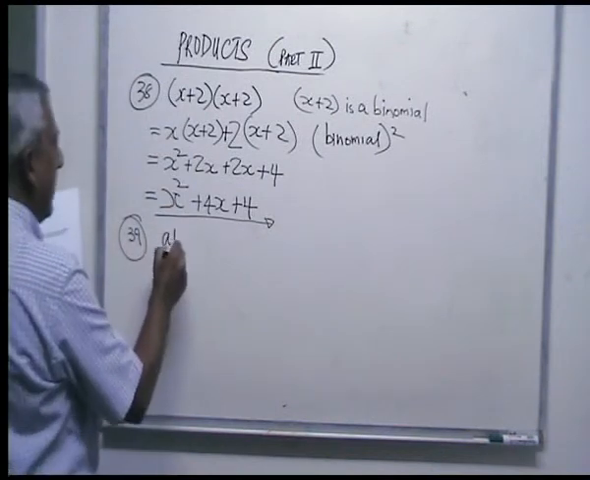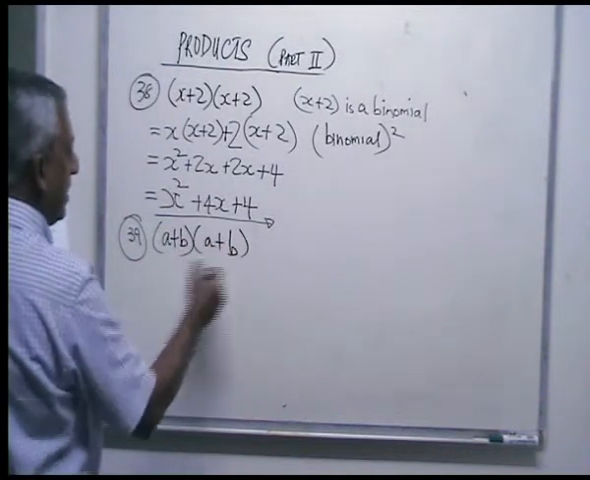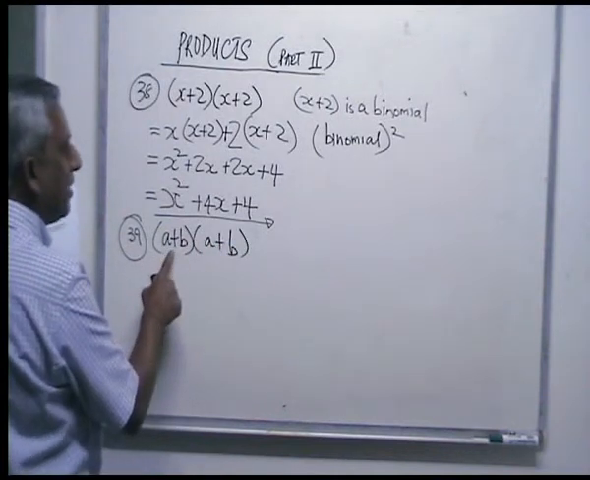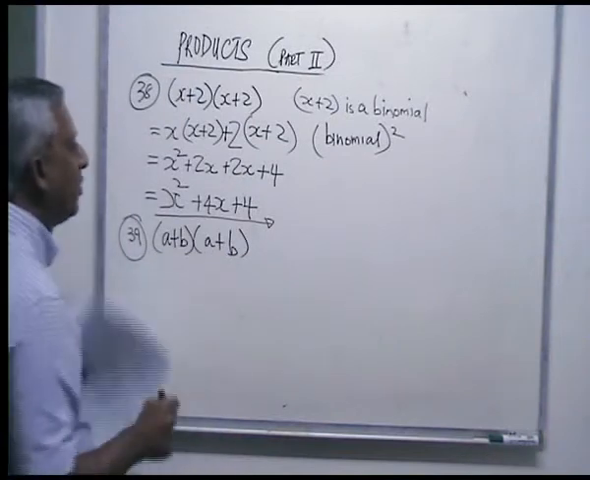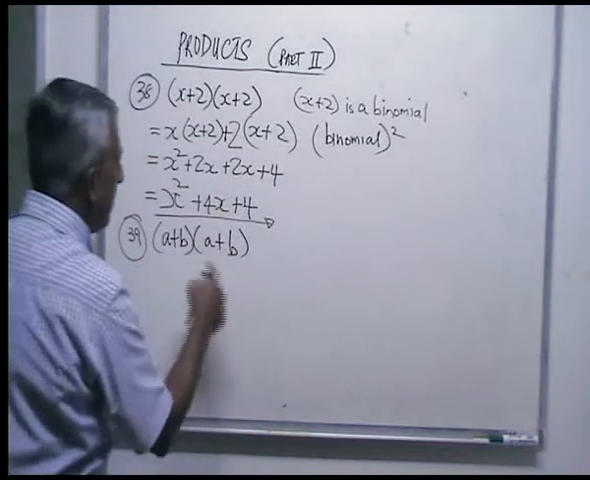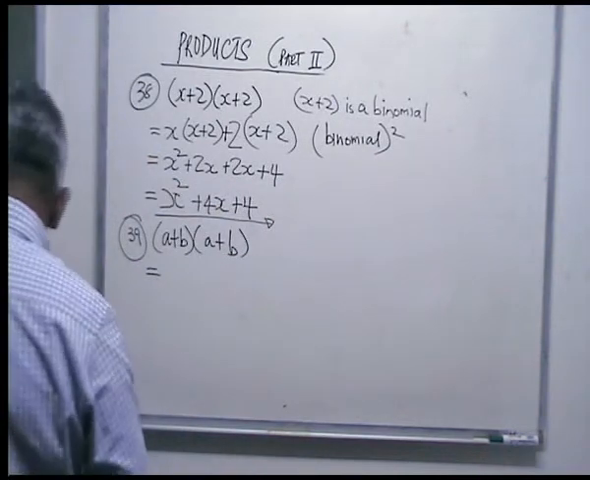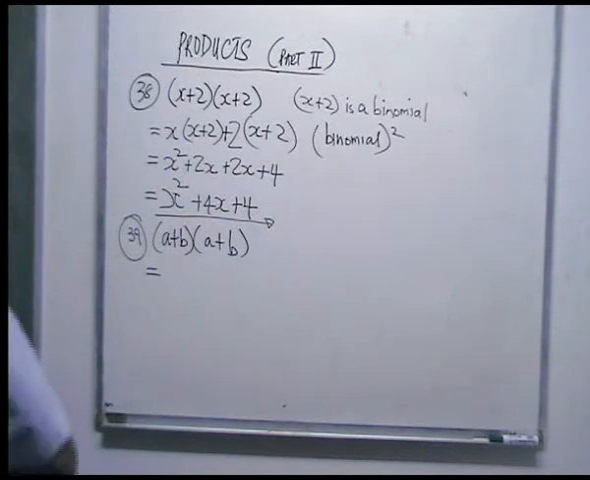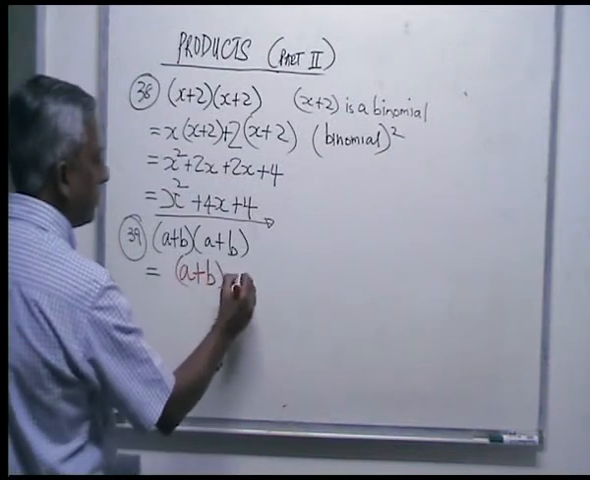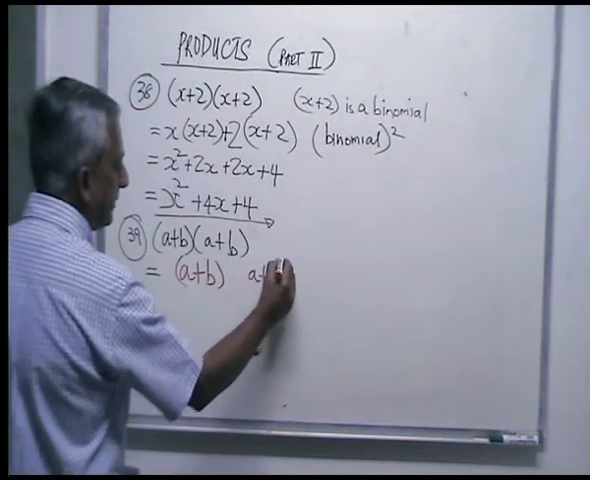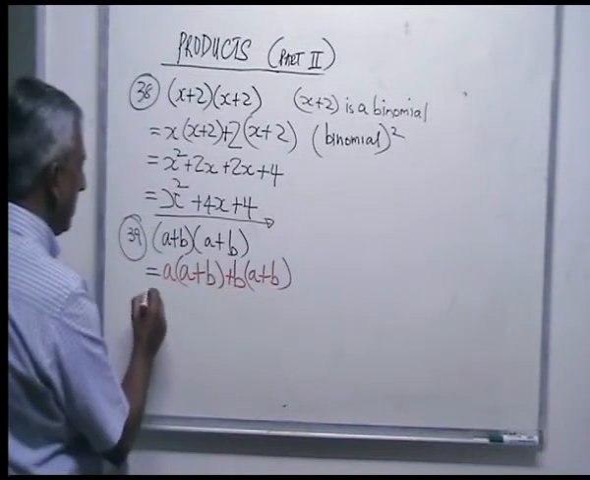Number 39, you've got a plus b times a plus b. See, a plus b, 2 terms, it's a binomial. So this one is exactly that. This is also called a binomial squared. But we're not using the shortcut for a binomial squared. We're doing the work step by step. So write down the second bracket 2 times. Write down a here, and here we have plus b.